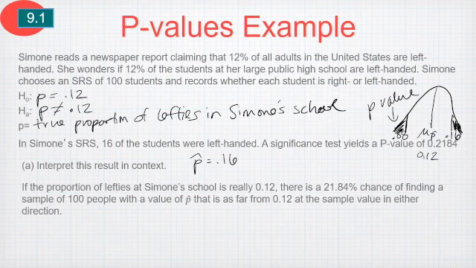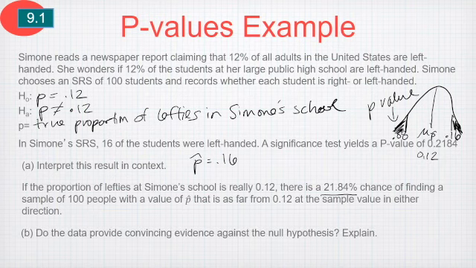Okay, so basically it means there's a 21.84% chance that you could actually find this p-value, assuming that the null was in fact true. So 21% chance, that's fairly high. So does the data provide convincing evidence against the null hypothesis, and explain? I would say no. 21% is something high.